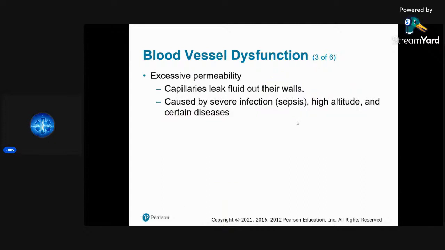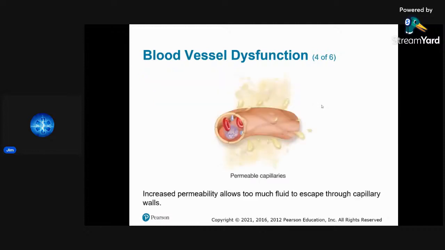You can have excessive permeability in your vessels, which will cause leaking from your capillaries through their walls. This is caused by severe infection like sepsis, high altitude, and certain diseases. Here's a nice picture of increased permeability. It allows too much fluid to escape through the capillary walls, and it goes into the third spacing, which we'll talk about later, instead of staying in a vessel or cell, and it causes things like edema.